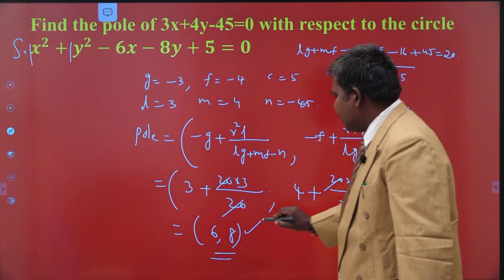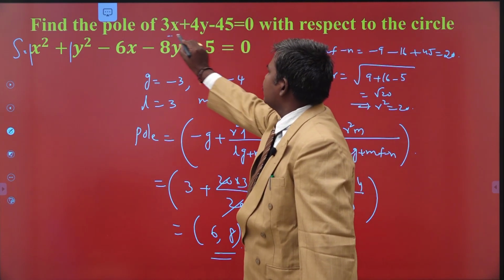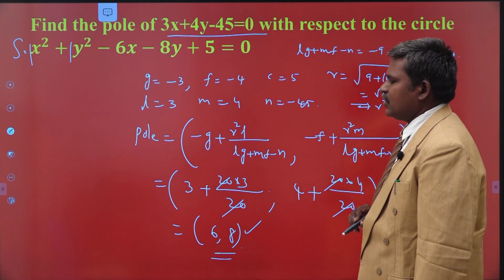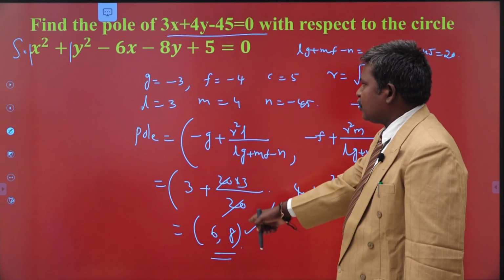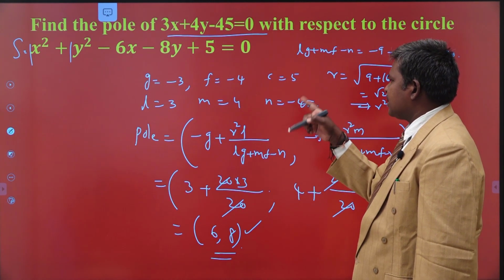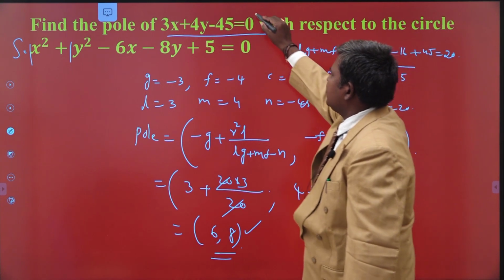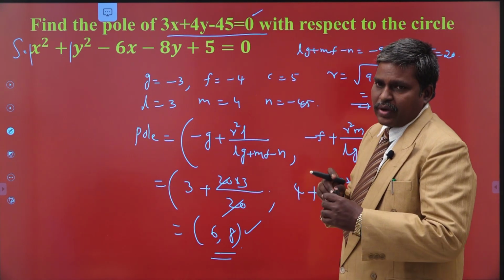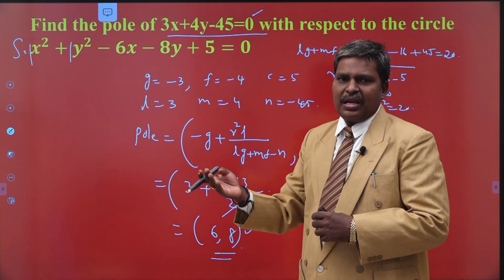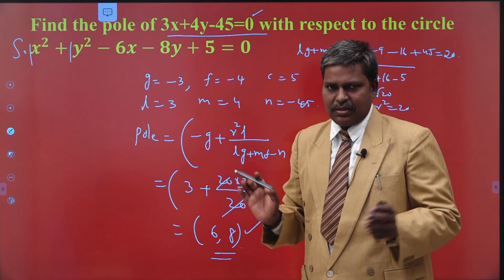If you write S1 equal to 0 for (6, 8), automatically we get this equation: 3x plus 4y minus 45 equal to 0. If you write S1 equal to 0, that is 6x plus 8y minus 3 times (x plus 6) minus 4 times (y plus 8) plus 5 equal to 0, it gives itself. So if you have the pole, you can write the polar. If you have the polar, you can find the pole with respect to the same circle.